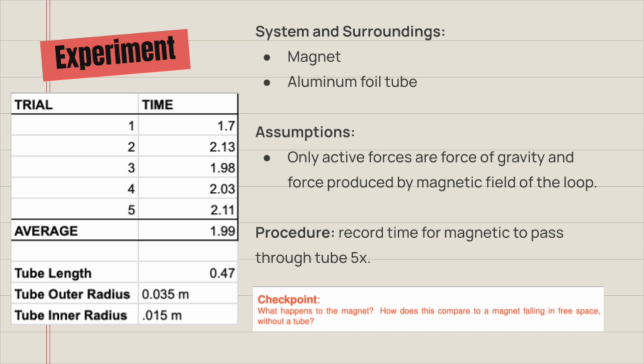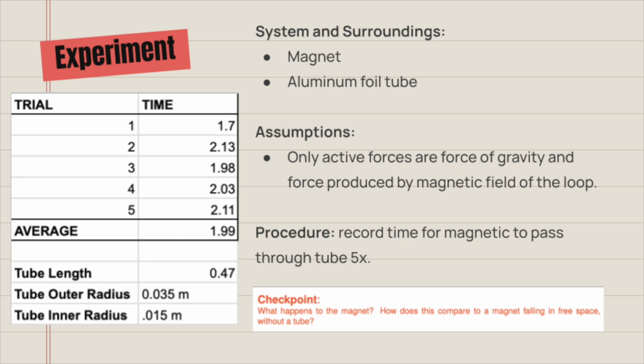Now let's discuss the experiment and my setup. My system was the magnet and the surroundings was the aluminum foil tube. My assumptions included that the only active forces are the force of gravity and force produced by the magnetic field of the aluminum foil tube.